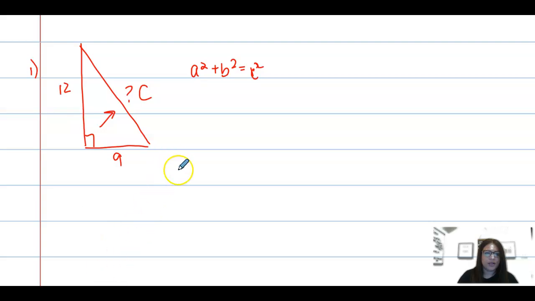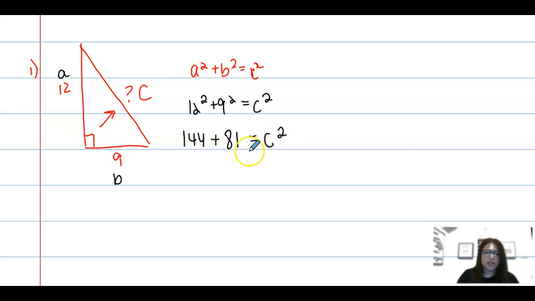Okay, so let's plug in our values. So these two, remember, can be our short side. So I'm going to label that one A, this one's B. So I'm going to say 12 squared plus 9 squared equals C squared. 12 times 12, that's going to give me 144, plus 9 times 9, that's going to give me 81, equals C squared. Now look at your setup right here. This is a case in which you do have two numbers to add, so we're going to have to add those up. So 144 plus 81, how much is that going to give us? That's going to give us 225 equals C squared.